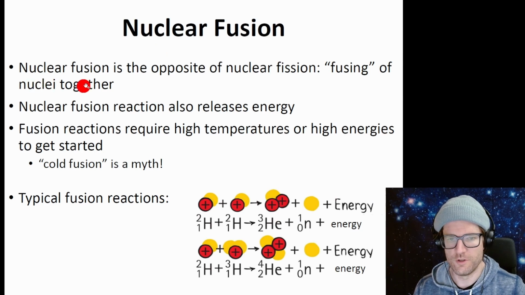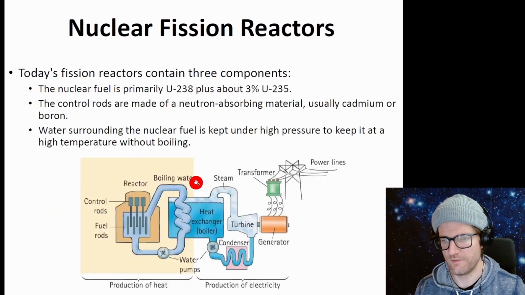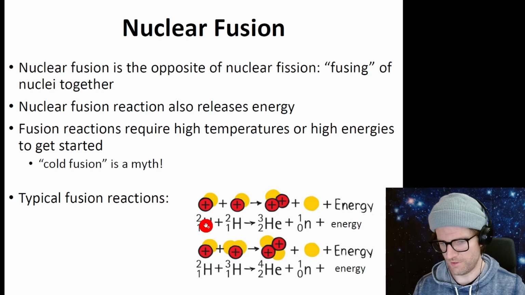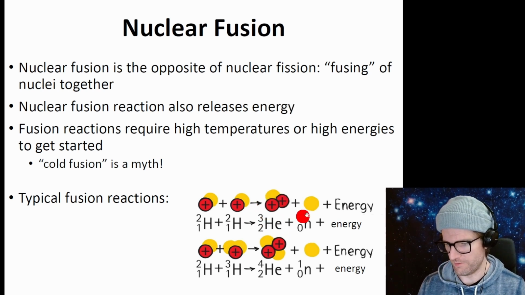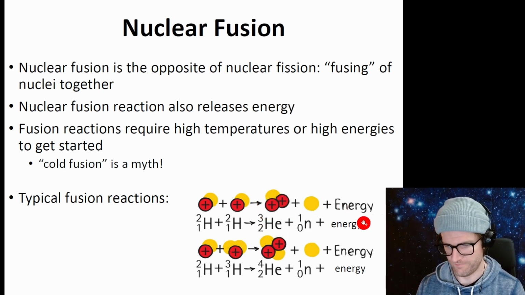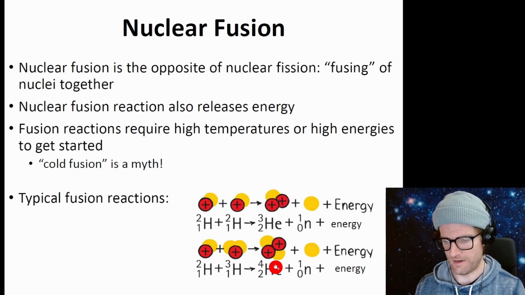Nuclear fusion. Nuclear fusion is the opposite of nuclear fission, fusing nuclei together. Before, we were splitting it, when a neutron comes in and splits uranium-235. Here, we're going to take two hydrogen atoms and fuse them together to form helium-3 and a neutron plus a bunch of energy. Then subsequently hydrogen plus hydrogen-3 will fuse to form a normal helium atom plus a bunch of energy.